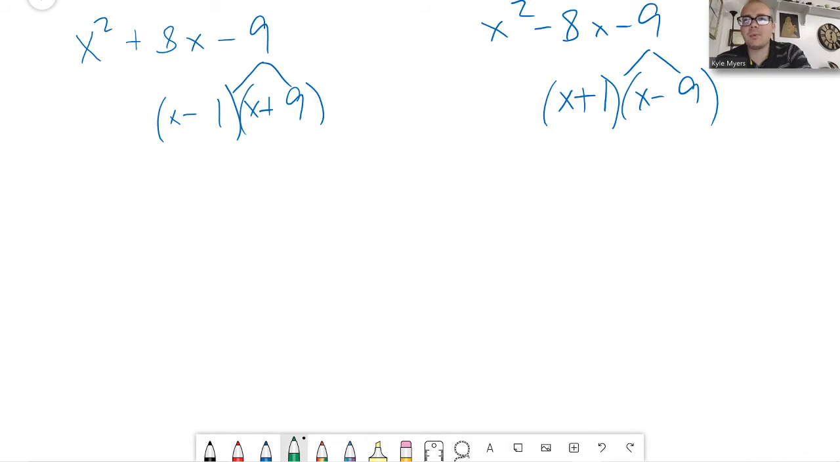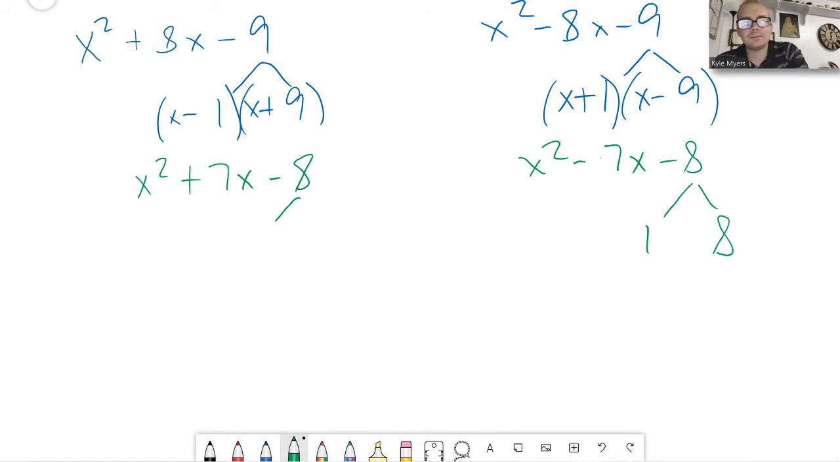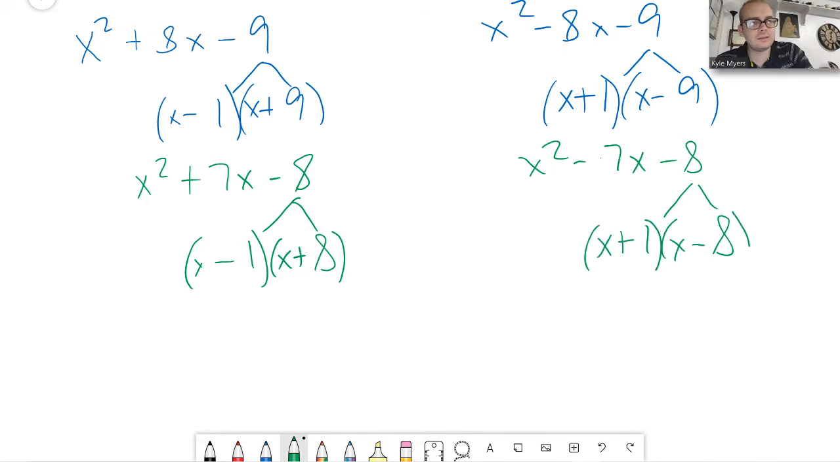All right. So next up we have x squared, and we have 8. So that would be 7. 8 and 7. And we want this one to be a minus. Minus. So then we have 1 and 8. This one's a minus plus. This one's a plus and a minus.